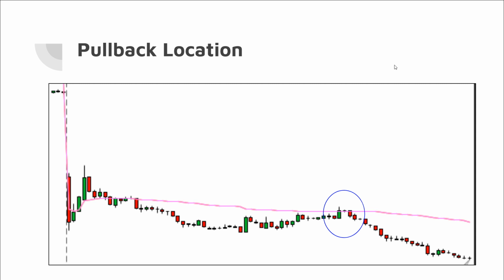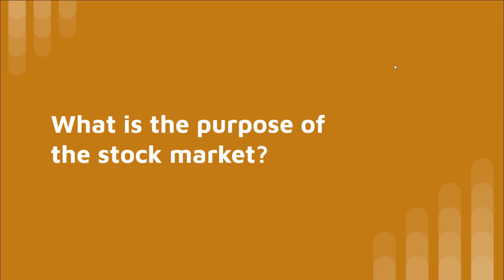Okay, so there's not only one way to do it, but it can come in handy, right? Knowing where it is and knowing where price is in relation to the VWAP. Okay, now the third technique is maybe my favorite.